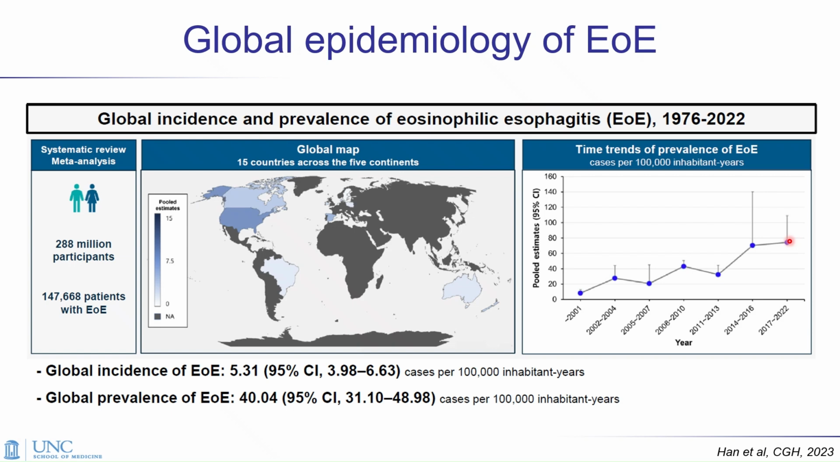And how many people are there? Well, this study calculated there were 5 new cases of EoE per year per 100,000 people, and that there were 40 total cases of EoE per 100,000 people on average.